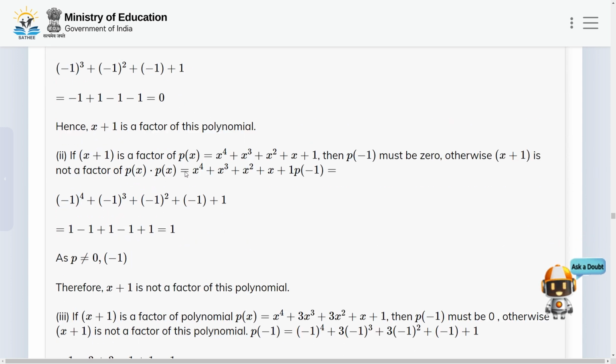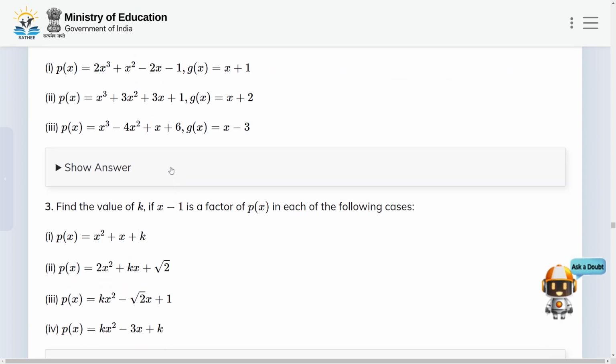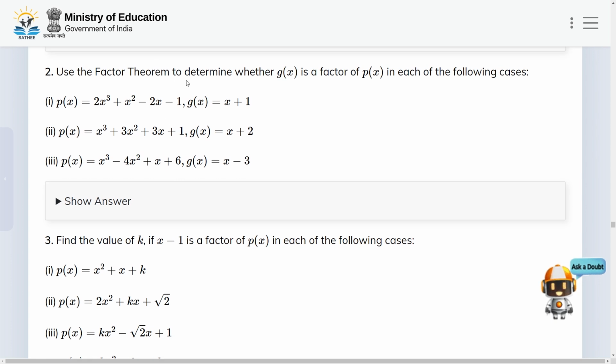So now let us move to the next problem. In the next problem we have to use the factor theorem to determine whether g of x is a factor of p of x in each of the following cases. Here we have p of x equal to 2x cube plus x square minus 2x minus 1, and g of x is equal to x plus 1. We have to use the factor theorem to determine whether g of x is a factor of p of x.